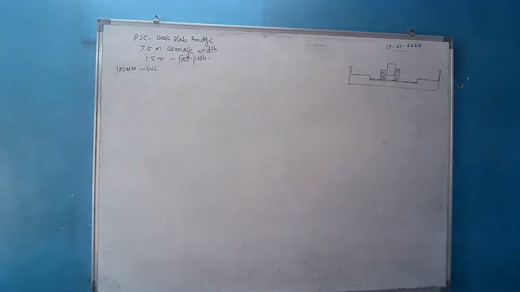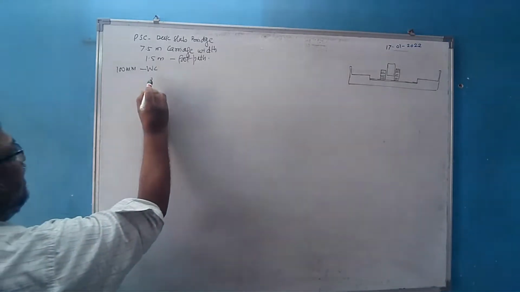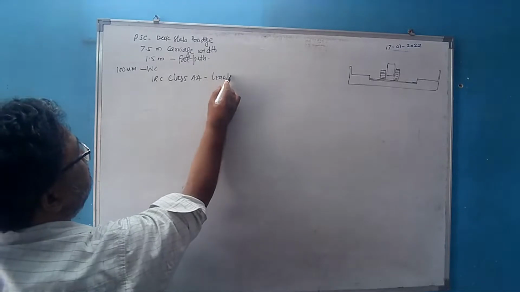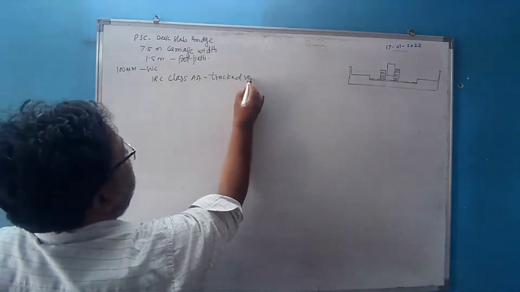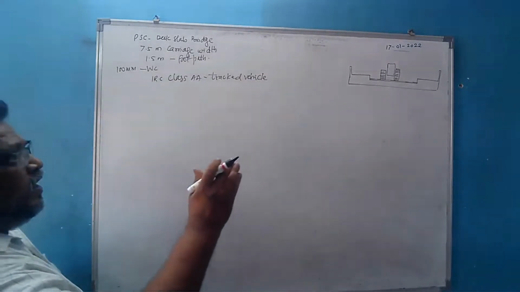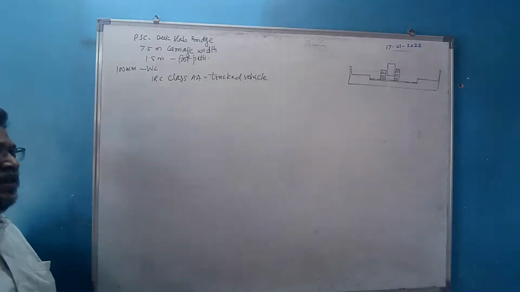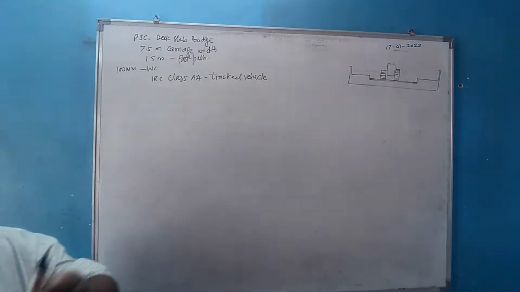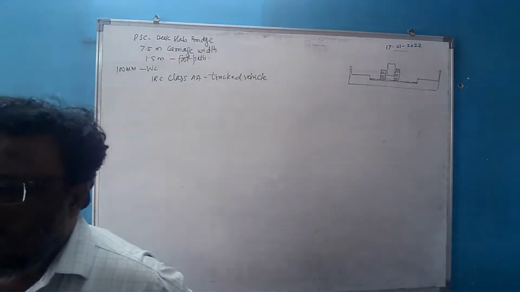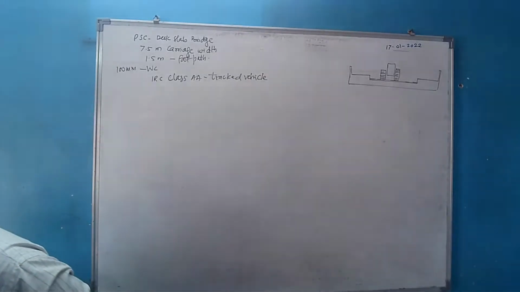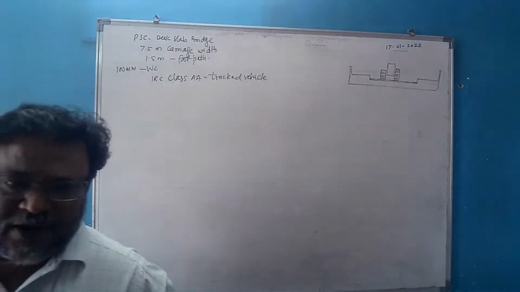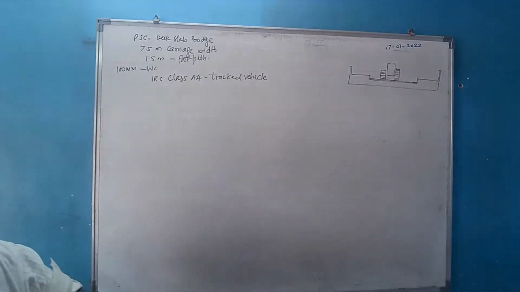After solving this problem for IRC class AA, I will explain to you what difference will be there if we are having loading other than IRC class AA tracked vehicle. After this problem is complete, we will discuss that if it was not IRC class AA tracked vehicle and there was some other loading, then how we should solve it there, what difference will be there, that we will discuss.